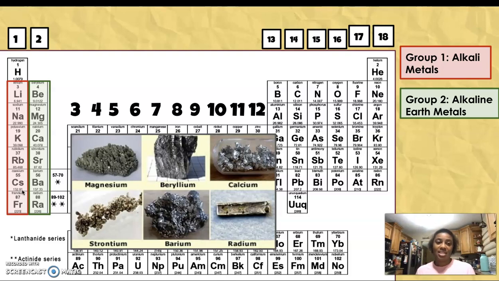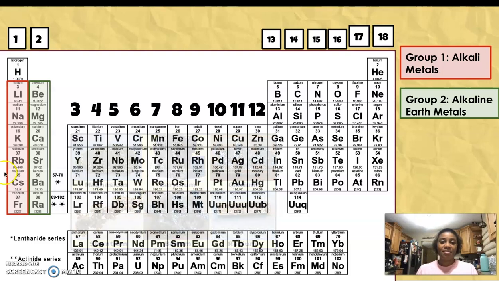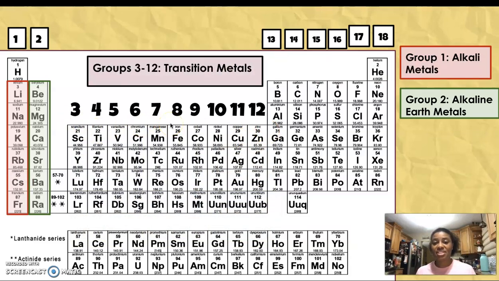In the middle of our table, we have this group from 3 to 12. These are known as the transition metals. They have characteristics of metals. They're shiny, they have a metallic luster. The one thing that is very important in being a metal: they are conductive.